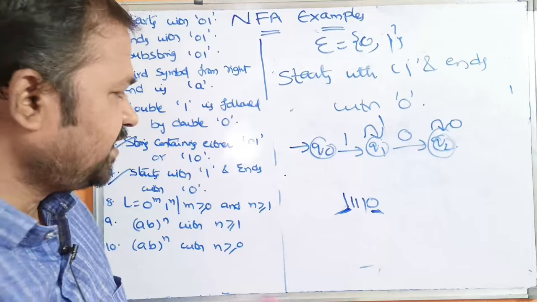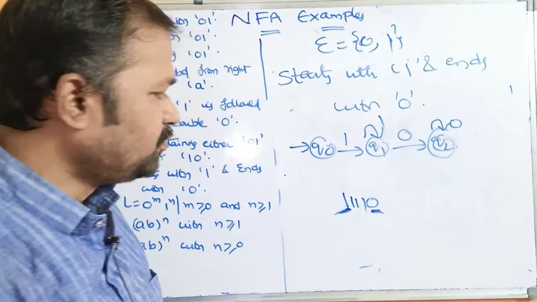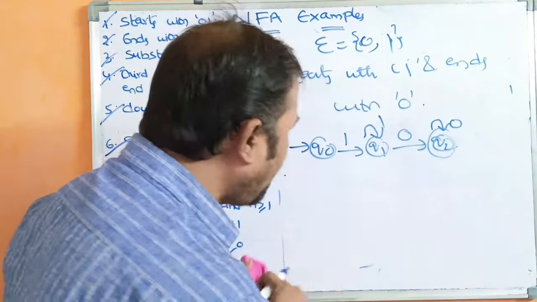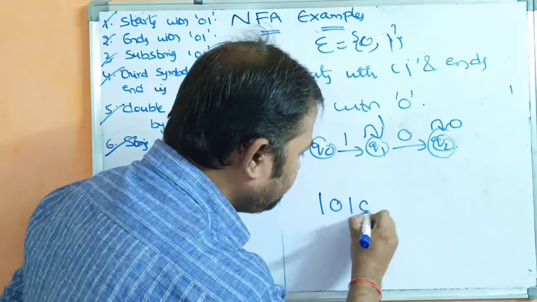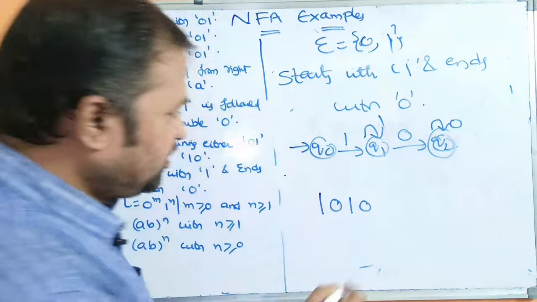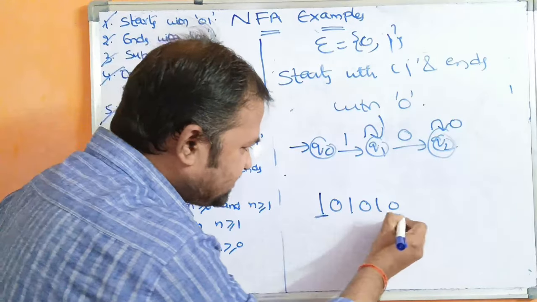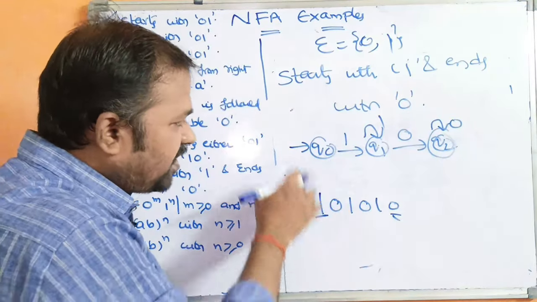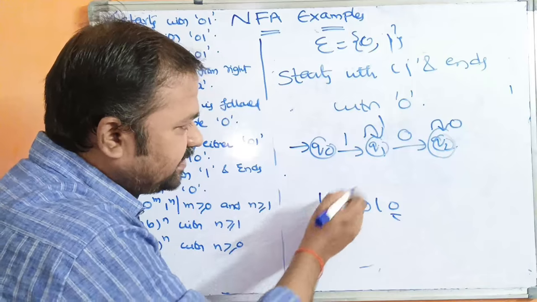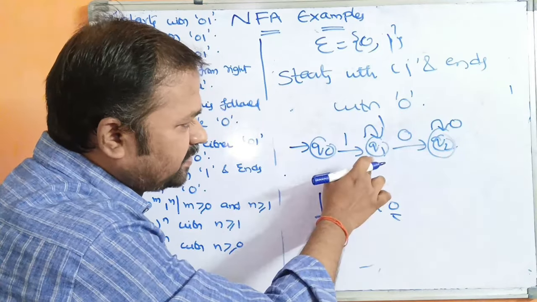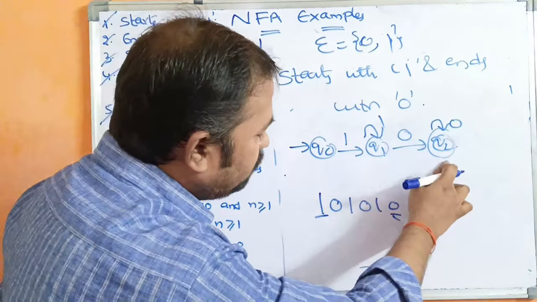So let us apply 1. If we apply 0, then we will go to the Q2 state. And here we may have a situation like this: 10, 10, 10. So here the string is starting with 1, ends with 0. If we apply 1 on Q0, we will move to the Q1 state. If we apply 0 on Q1, we will move to the Q2 state.